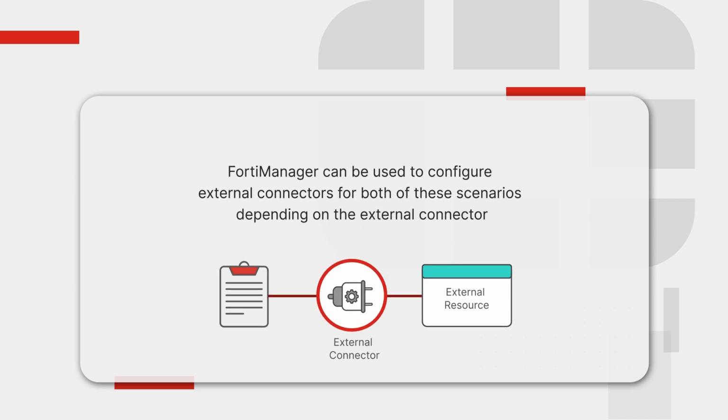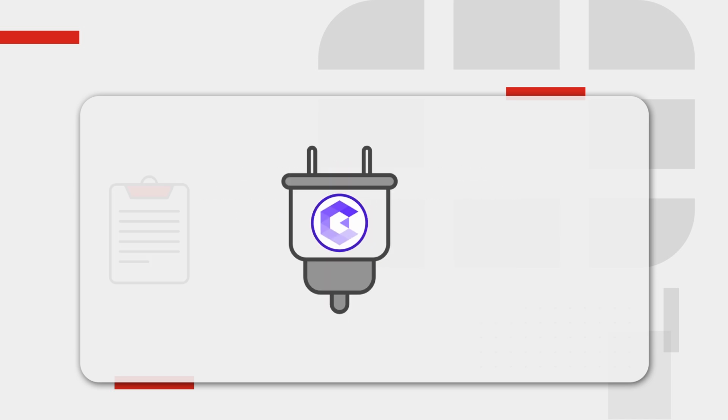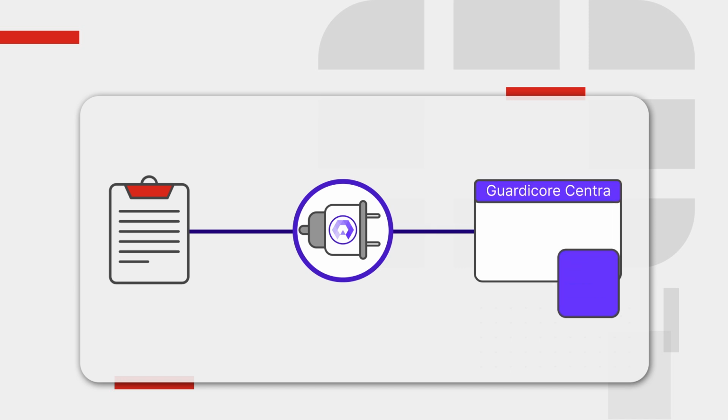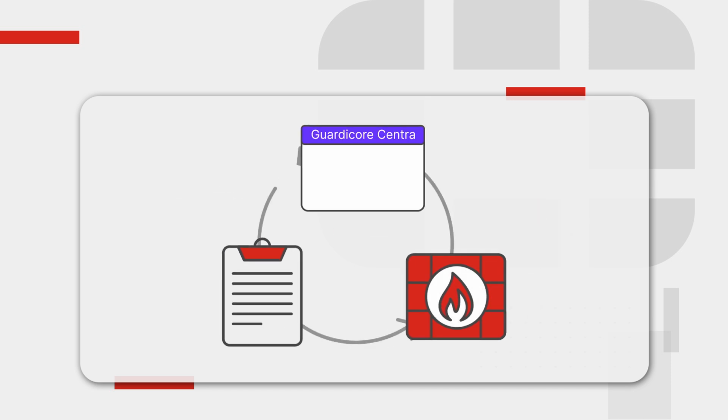FortiManager can be used to configure external connectors for both of these scenarios depending on the external connector. In this video, we will demonstrate how to set up a new Guardicore external connector on a FortiManager device to receive a list of labels, sometimes called tags, corresponding to a list of IP addresses or assets. We then will show the installation of the labels to the FortiGate device and use them in a firewall policy. Finally, we'll show the synchronization of the IP address among all three components that are FortiManager, FortiGate, and Guardicore.